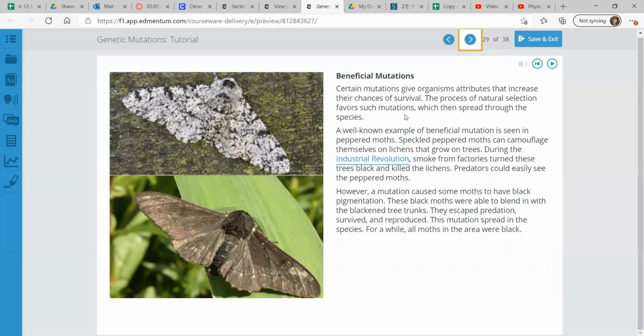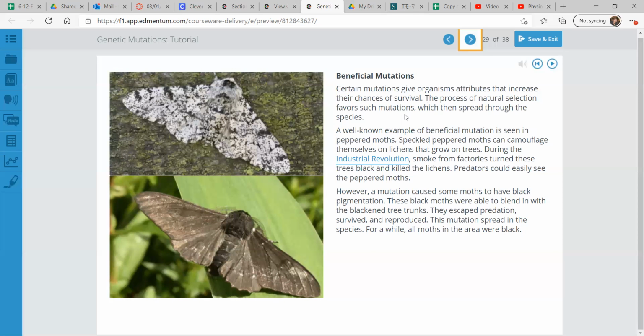Beneficial mutations. Certain mutations give organisms attributes that increase their chance of survival. The process of natural selection favors such mutations, which then spread through the species. A well-known example is seen in peppered moths. Speckled peppered moths can camouflage themselves on lichens that grow on trees.